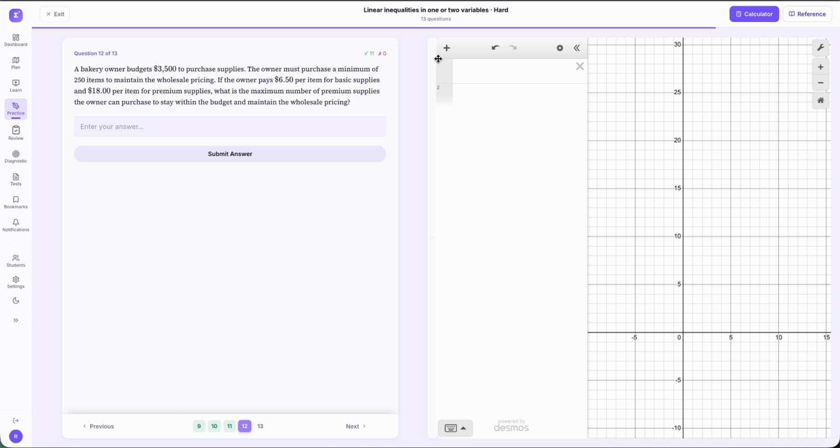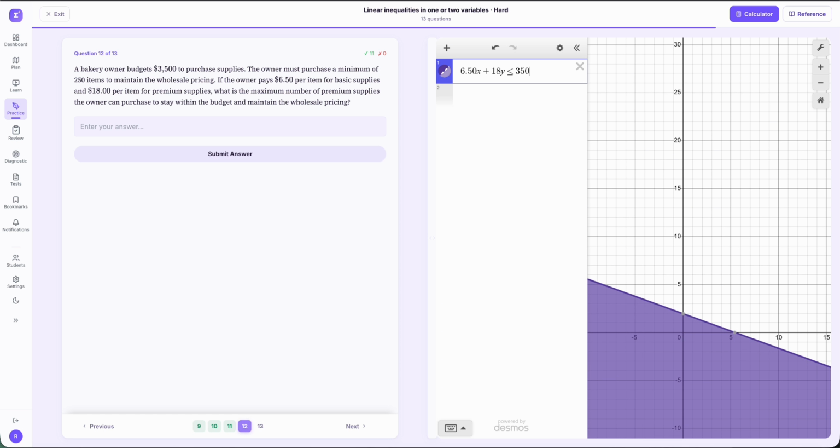This should jump out to you that this is a system. You got two unknowns, right? Especially if you did the systems topic, which is before this typically. Basic is one thing, premium is another, right? Two unknowns, it's a system. So all of these things about money have to go in one equation. So let's say 650x plus 18y has to be less than or equal to 3,500.